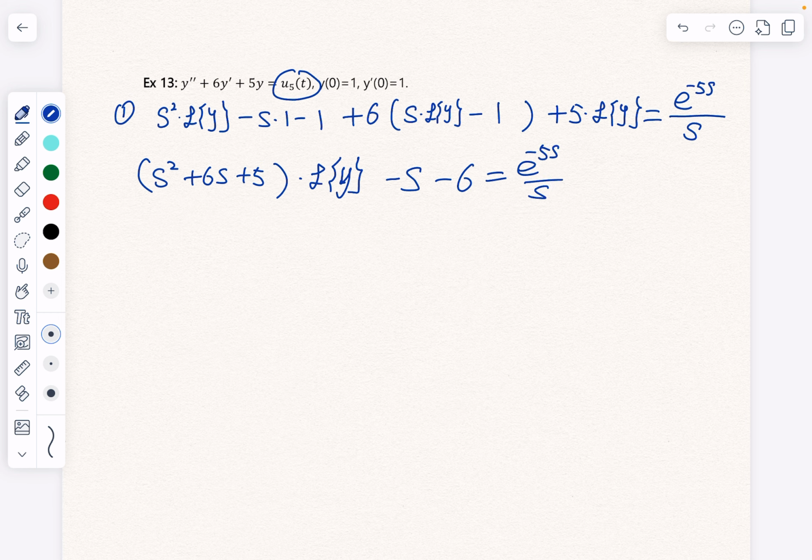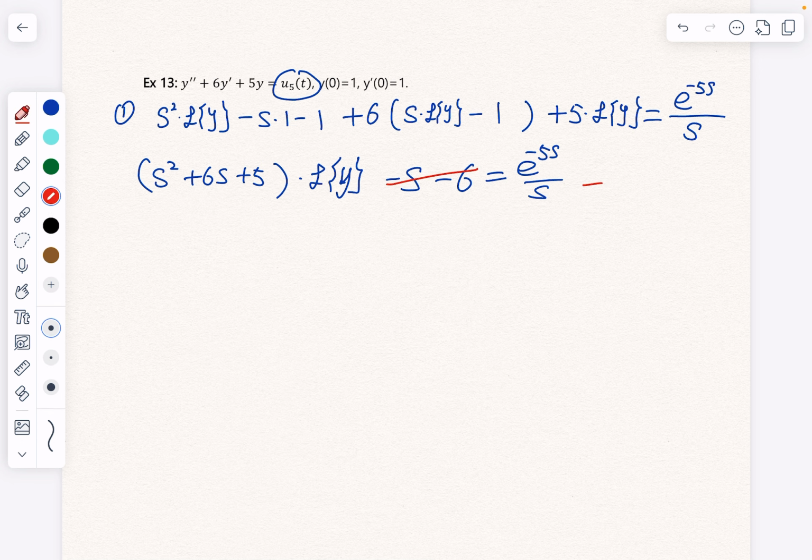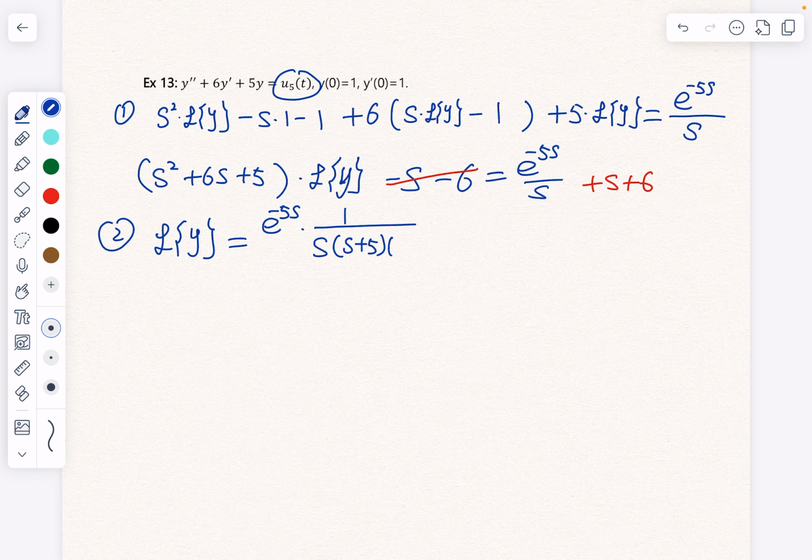Just to clean things up a little bit, I'm adding s and 6 to both sides, right? So I end up with plus s plus 6, and then I get rid of the denominator because my goal is to find out what exactly the Laplace transform of y is. So it's going to be e to the negative 5s, and then 1 over s, and then s squared plus 6s plus 5, which we can easily factor because it's equivalent to s plus 1 and s plus 5.